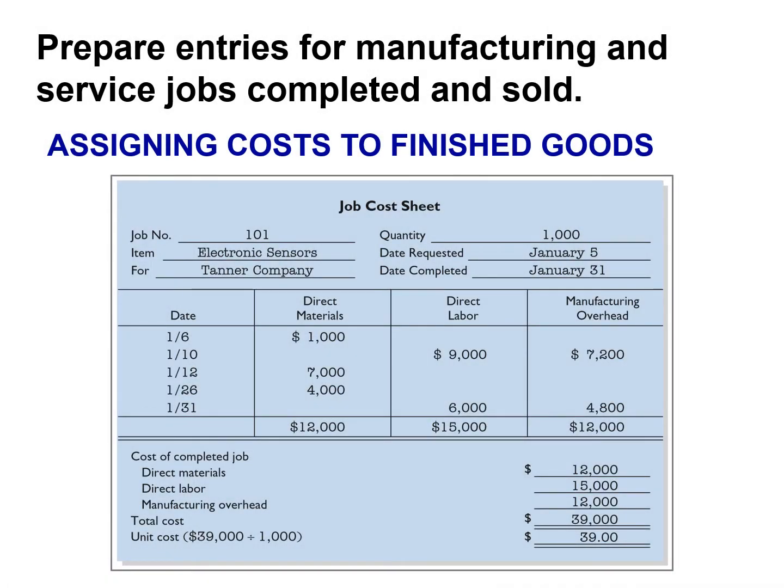When a job is completed, Wallace Company summarizes the cost and completes the lower portion of the applicable job cost sheet. For example, if we assume that Wallace completes job number 101, a batch of electronic sensors, on January 31st, the job cost sheet indicates the total cost of $39,000 and a unit cost of $39. The unit cost was obtained by taking the total cost and dividing it by the quantity, in this instance 1,000 units.